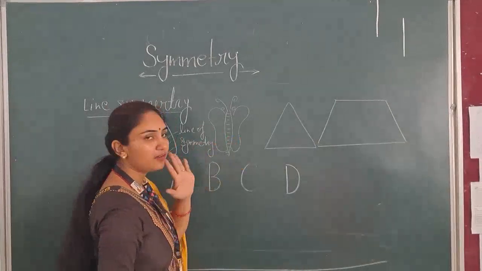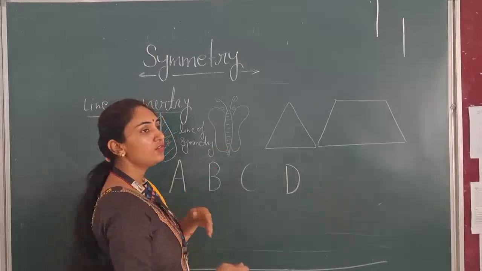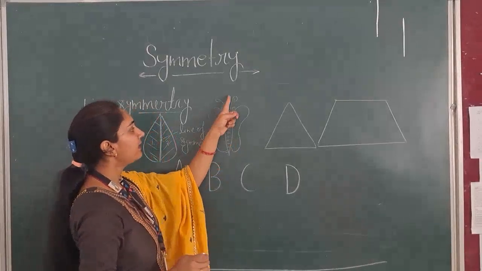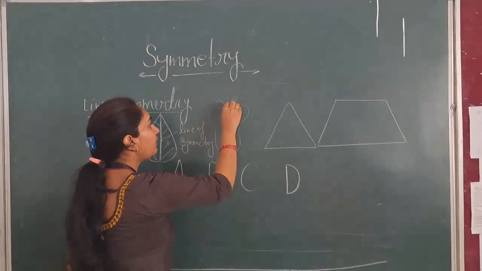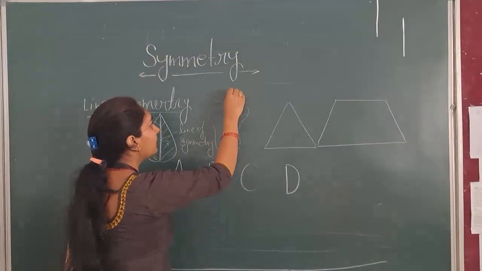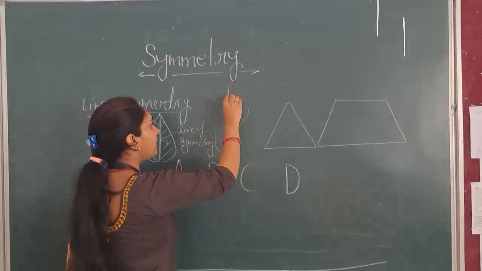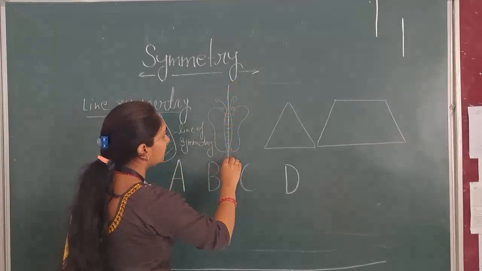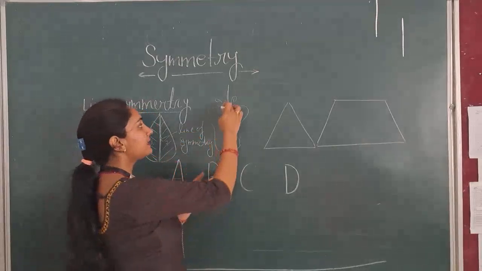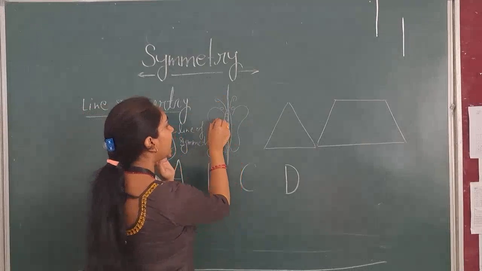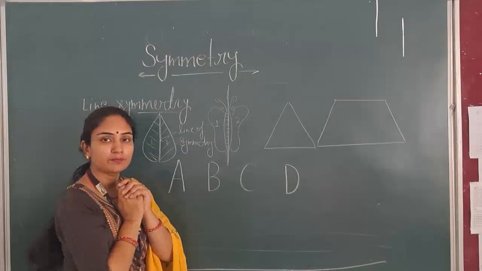Now we have a butterfly. In nature, we can see many butterflies, and if we cut it into two equal parts by a symmetry line like that, if we cut it into two equal halves by a line, then this line is called a line of symmetry because it cuts it into two equal parts, first and second.